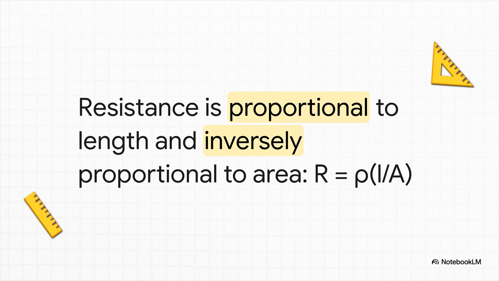To put that into perspective, if you take a wire and double its length, you double the resistance because the electrons have to travel twice as far through the obstacle course. But if you cut its cross-sectional area in half, the resistance doubles as well because you've essentially narrowed the road. And all of this is tied together by ρ, a material's intrinsic resistivity.